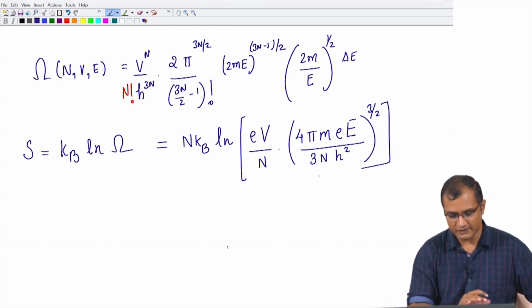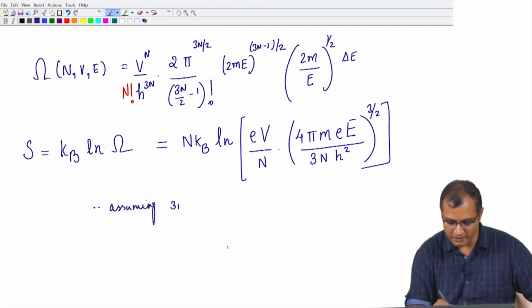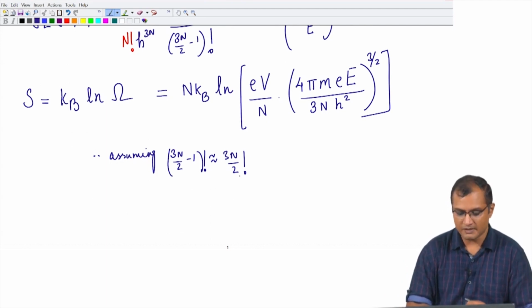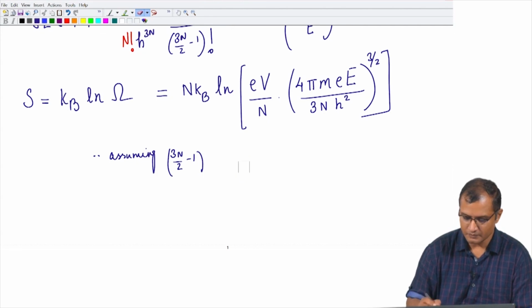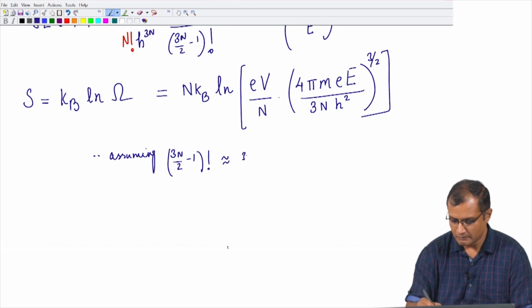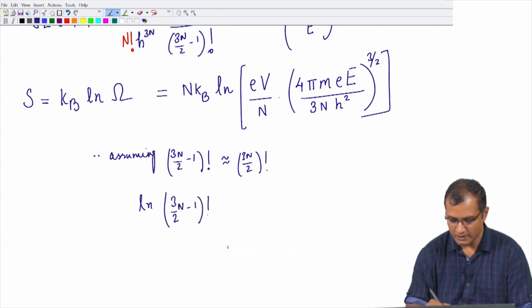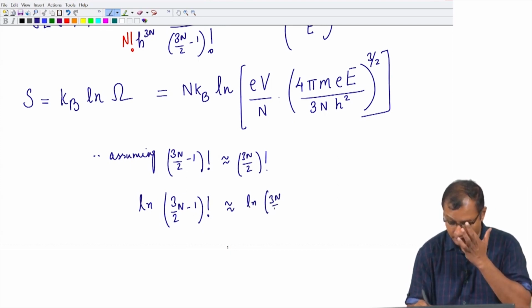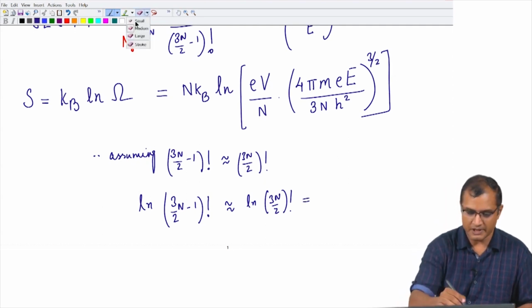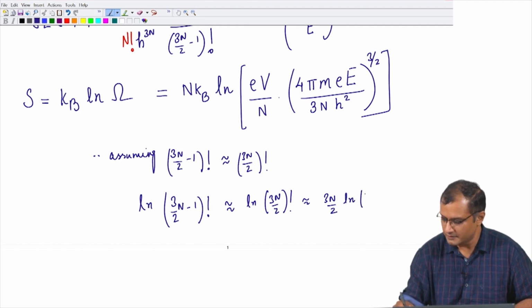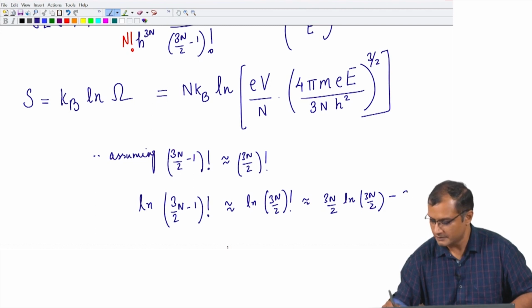Now in this derivation of S from Ω, we have assumed that N is very large, which means I have taken 3N by 2 minus 1 as just 3N by 2, and hence I have taken factorial 3N by 2 as just 3N by 2, and the logarithm of 3N by 2 factorial minus 1 is hence just a logarithm of 3N by 2 factorial, and this has been taken to be from Stirling approximation just 3N by 2 ln 3N by 2 minus 3N by 2.